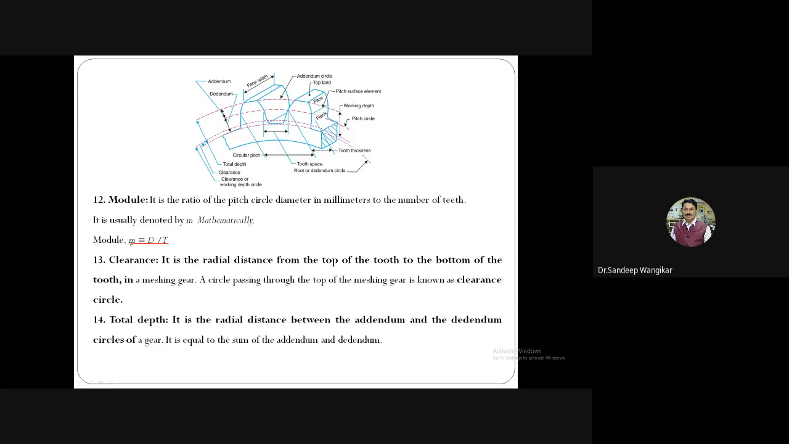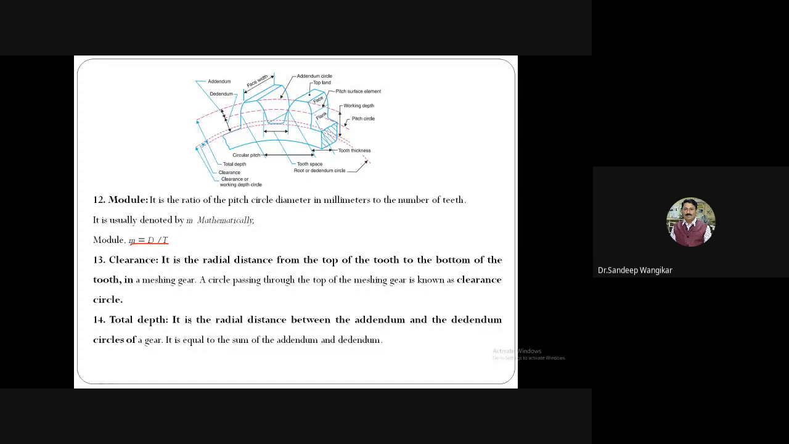Clearance, it is the radial distance from the top of the tooth to the bottom of the tooth in the meshing gear. See, this is the clearance. So if another gear, assume that this is the pinion and the gear is coming up to this point, this is the clearance, bottom of the tooth on one side and top of the tooth on the other side. The circle passing through the top of the meshing gear is also known as the clearance circle.